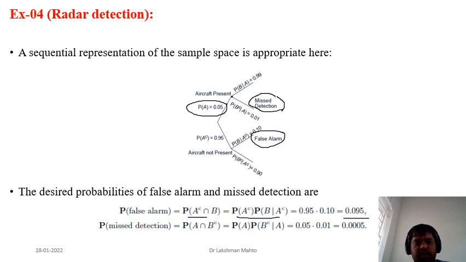Similarly, what is the probability of misdetection? Misdetection is when the aircraft is present but the radar fails to read anything. That we are calling misdetection. This probability also we can calculate with the help of conditional probability product. It finally comes out as 0.0005, almost negligible. Probability of misdetection is almost negligible.